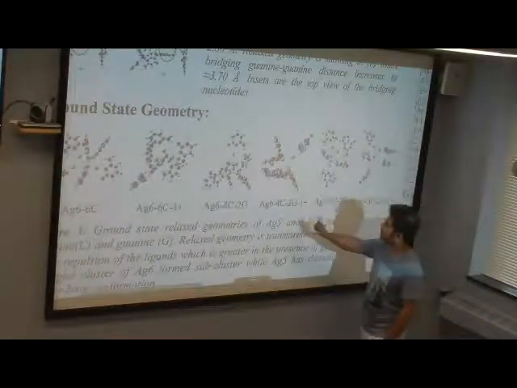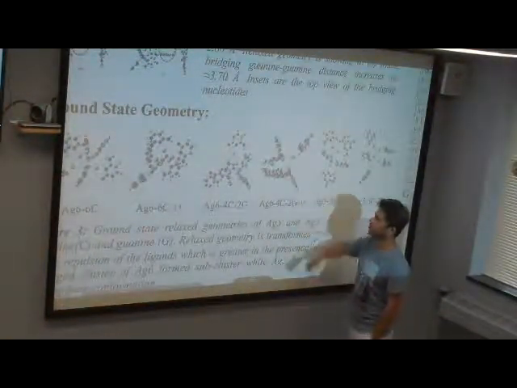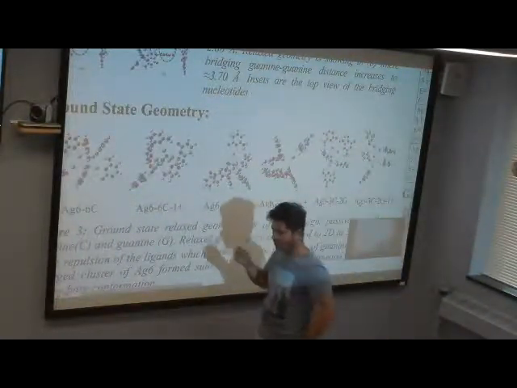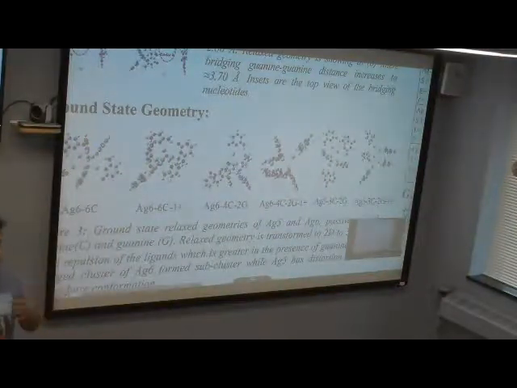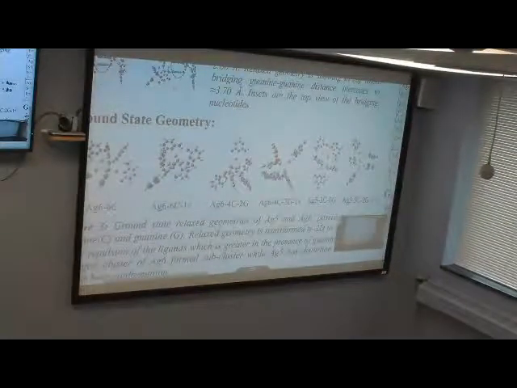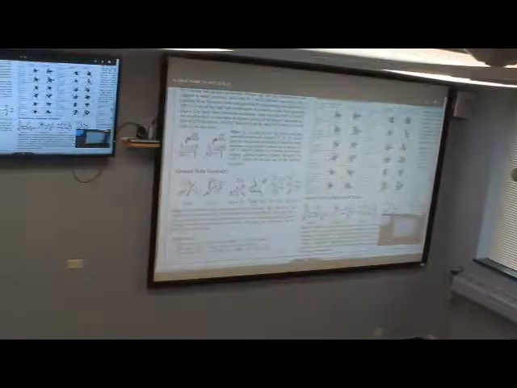And also, in this case, when I go to Ag16, it's completely distorted from the 3D. It's because of the guanine nucleotide. Guanine nucleotide is larger in size, so it has a steady repulsion with the cytosines, and it's distorted from the 2D conformation to the 3D conformation.